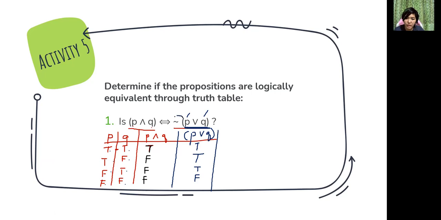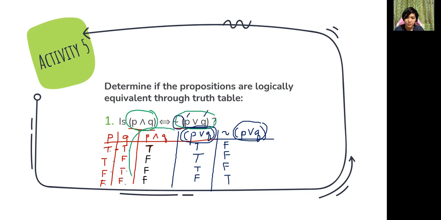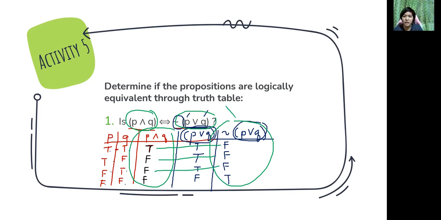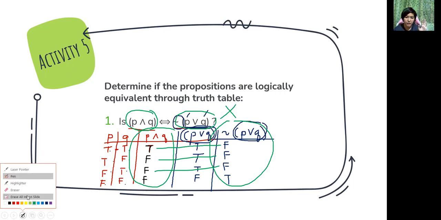Now, we can proceed with the next one. Lagyan na natin ng negation. Okay? So, not P or Q. Inenegate lang natin ito. So, false, false, false, true. Okay, again, what we are comparing are these two. So, itong dalawang to. Let's compare. Are they logically equivalent? Una pa lang, hindi na, no? Hindi na sa logically equivalent. So, automatically, it's a no. Okay? So, let me erase the writings on this slide.